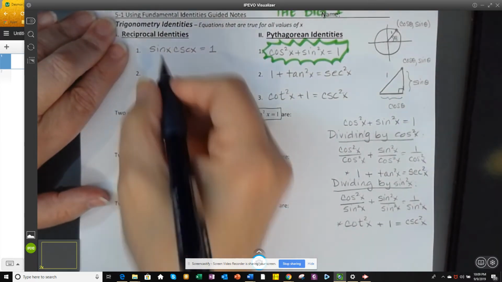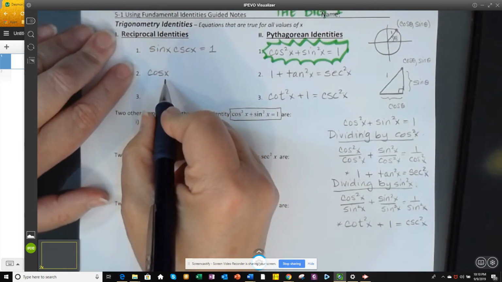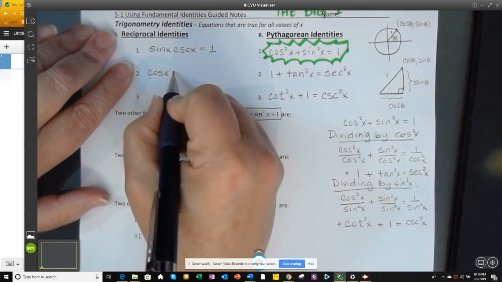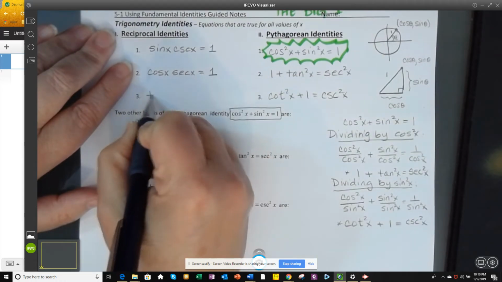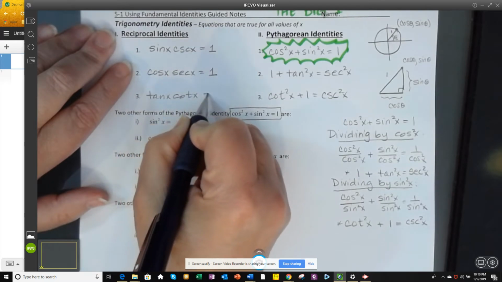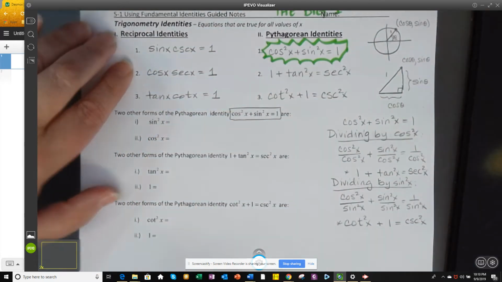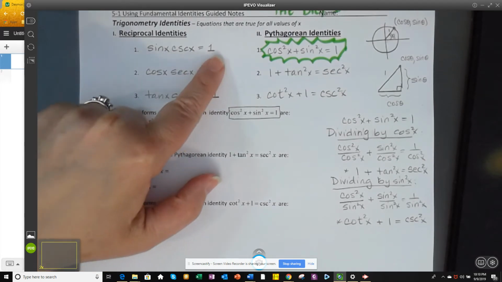All right. What about cosine x? Well, if you were to multiply it by its reciprocal function, which would be secant x, you're going to get 1. And then if I were to multiply tangent x by its reciprocal function, which is cotangent of x, you get 1. So these are nice identities to know because if you ever see these two multiplied together, you can replace them with a 1.